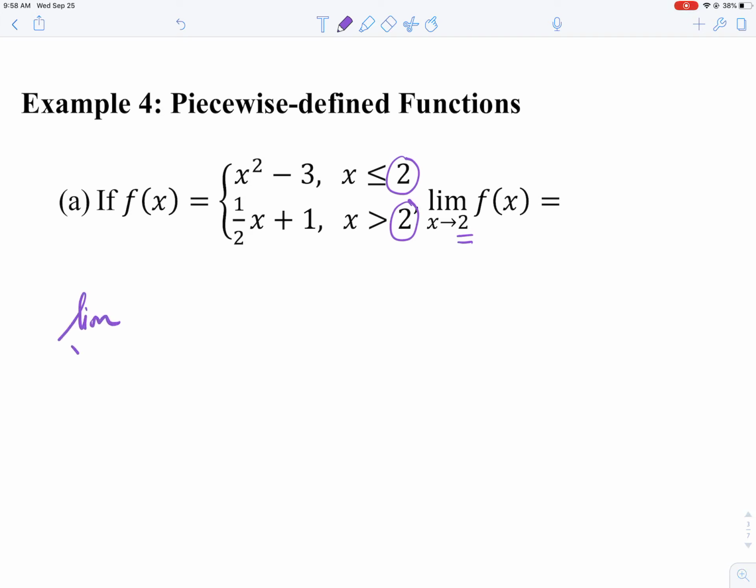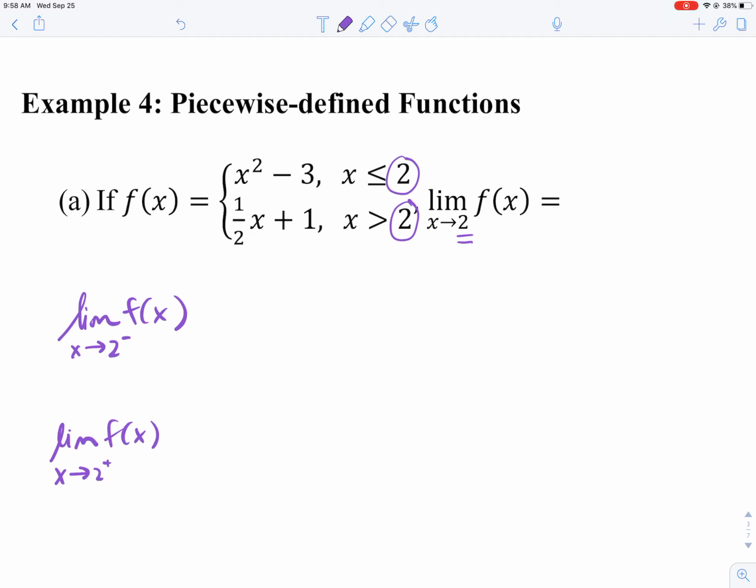So I'm going to take the limit as x approaches 2 from the left of f of x, and I'm also going to take the limit as x approaches 2 from the right of f of x. And remember, if the one-sided limits both exist and agree, then we'll have our limit. If they do not agree, then the limit will not exist.